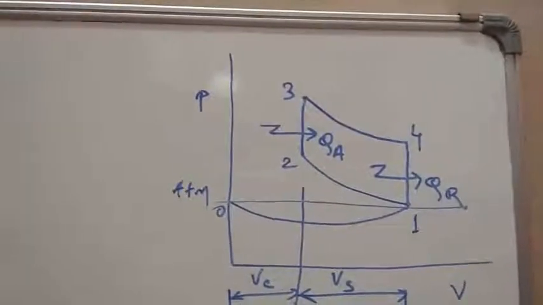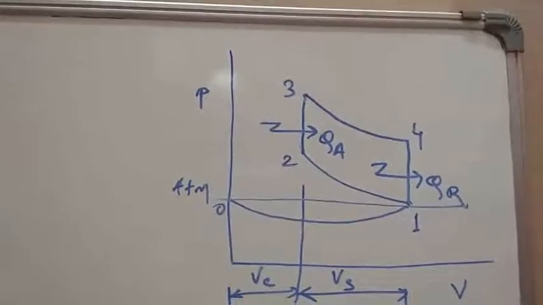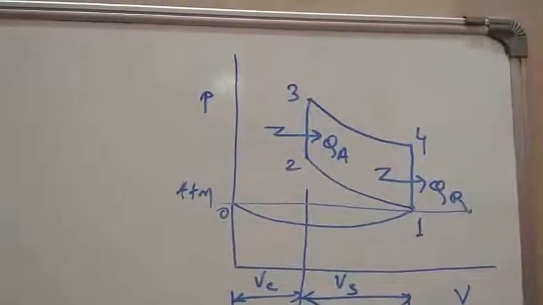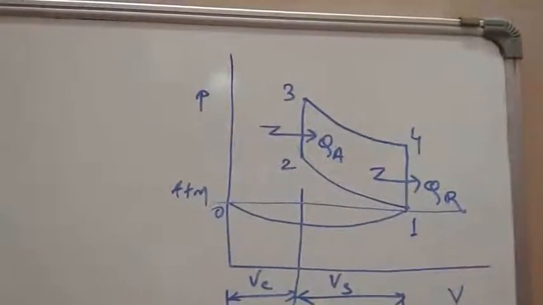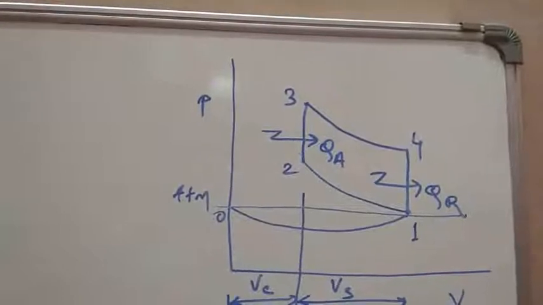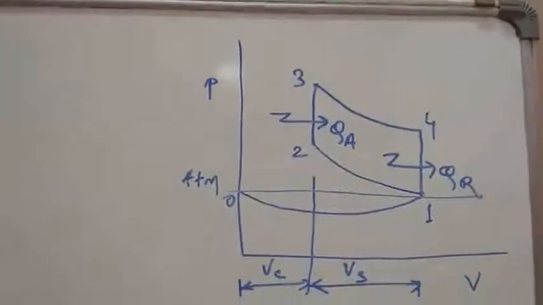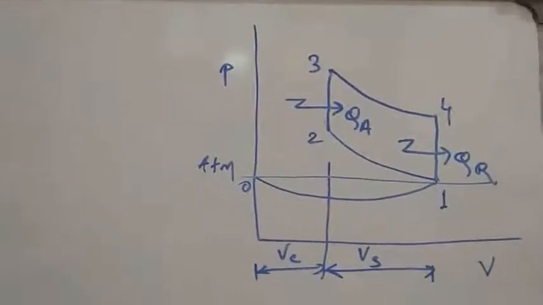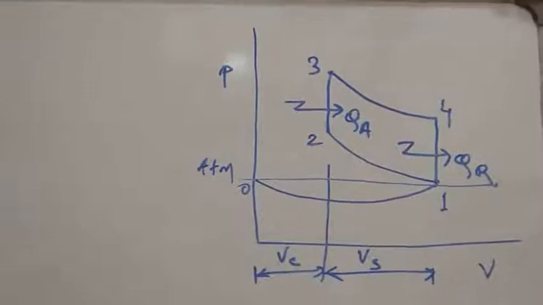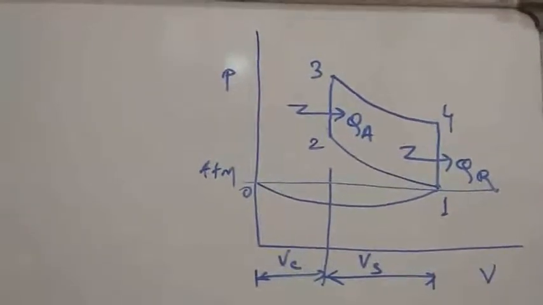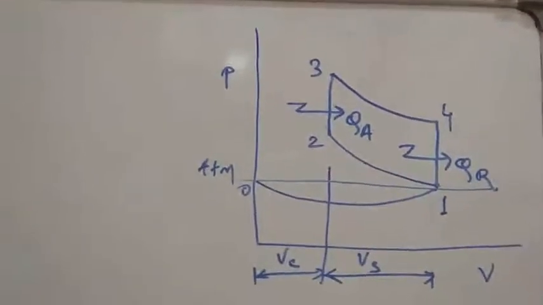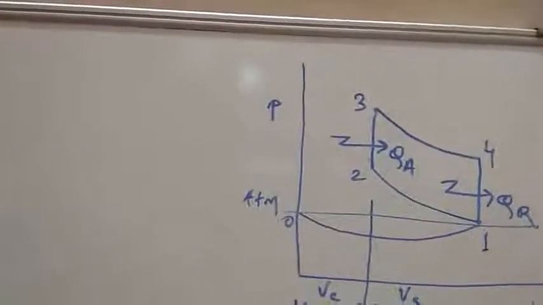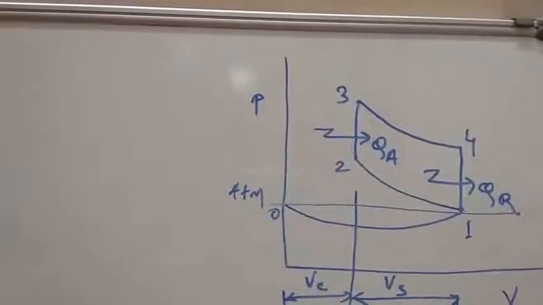First I'll find the pressure and temperature at point 1, but that is given in the numerical statement itself. I'll find the pressure and temperature at point number 2. If I get those, I can get the pressure and temperature at point 3. Now I know that process 2 to 3 is the heat addition process. So I'll apply the equation of heat addition between point 2 and 3, and then I can get the pressure and temperature at point number 3.